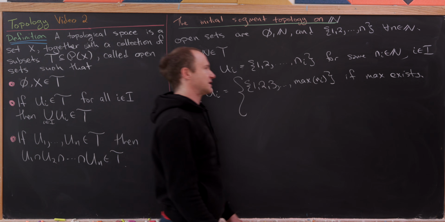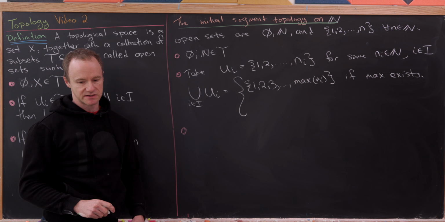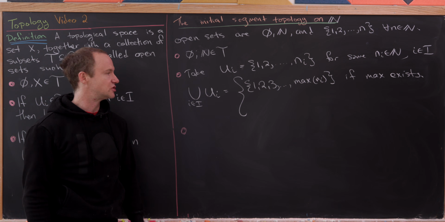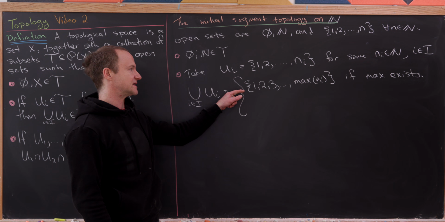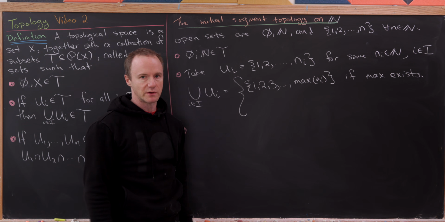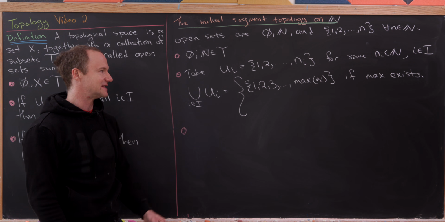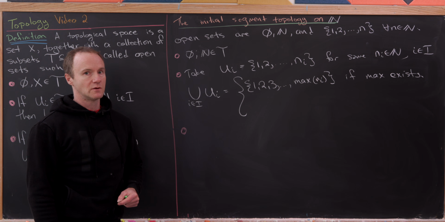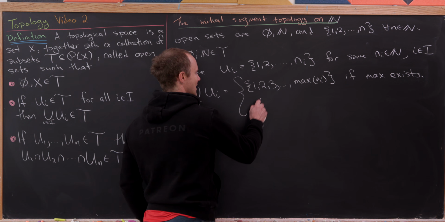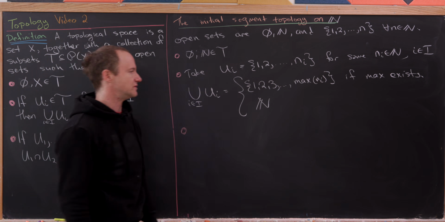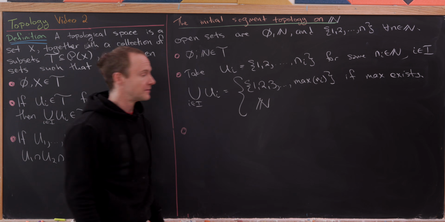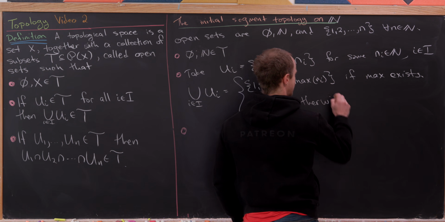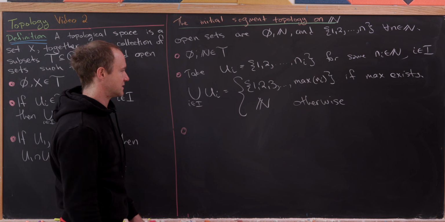So there are two possibilities. If we look at all of these n_i's and take their maximum, it could exist or it may not exist. Those are the only two possibilities. If it does exist, then when we take the union, we clearly get this finite set that ends at that maximum. If there is no maximum, then we're pretty clearly going to get the entire natural numbers when we take this union. So we'll just write N there. And that's going to be otherwise. In other words, it's going to be N if there is no such maximum.